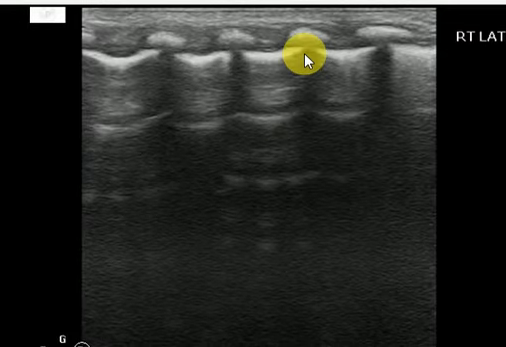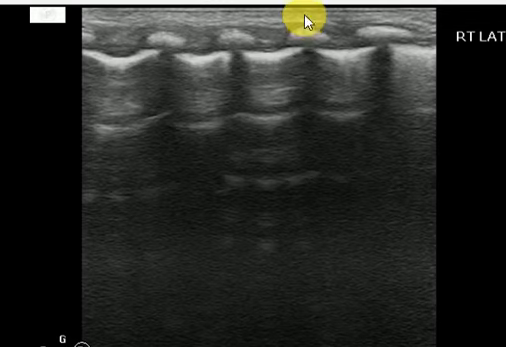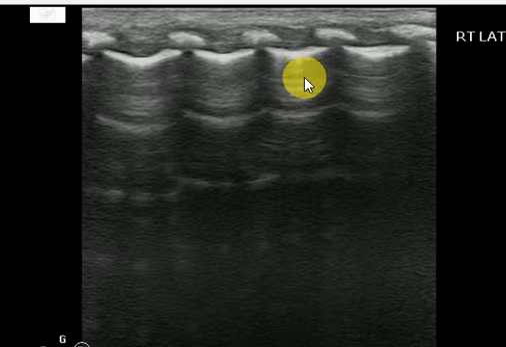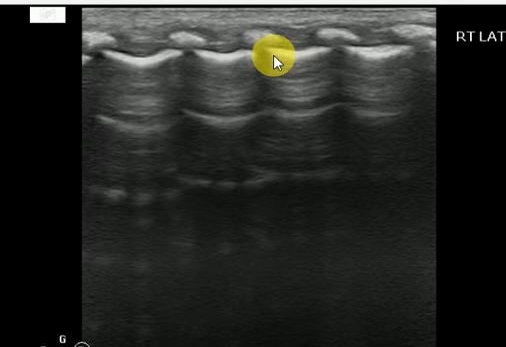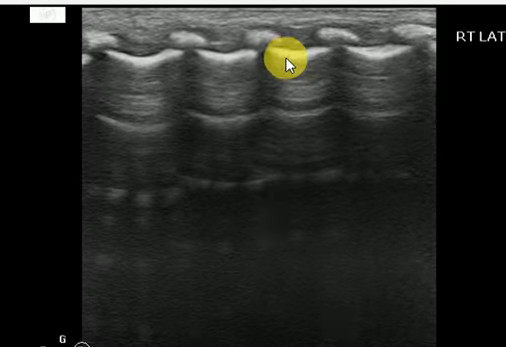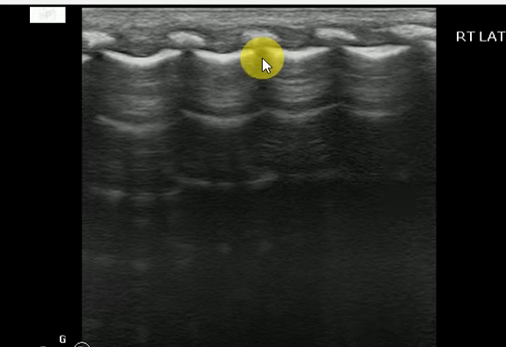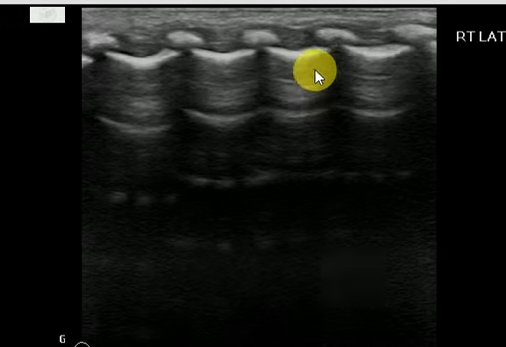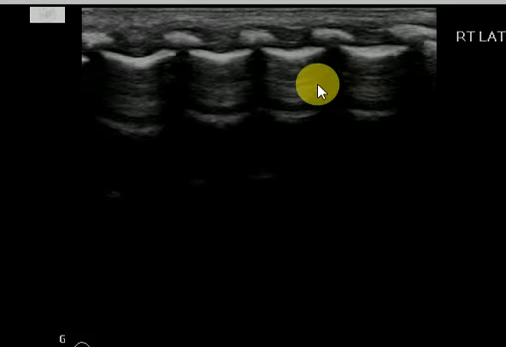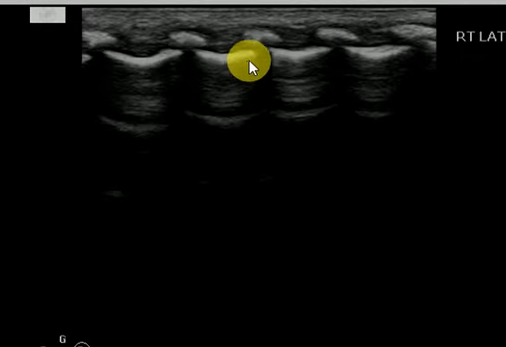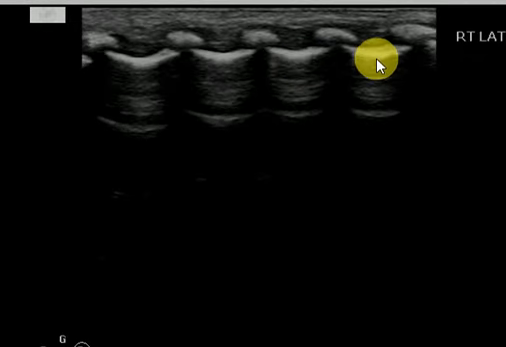See here, this is the soft tissue and skin, the intercostal muscle, pectoralis muscle, rib, bat sign, the pleural line and the A line. See, this is the lung sliding. This is the to-and-fro movement with respiration. See the movement, the to-and-fro movement.